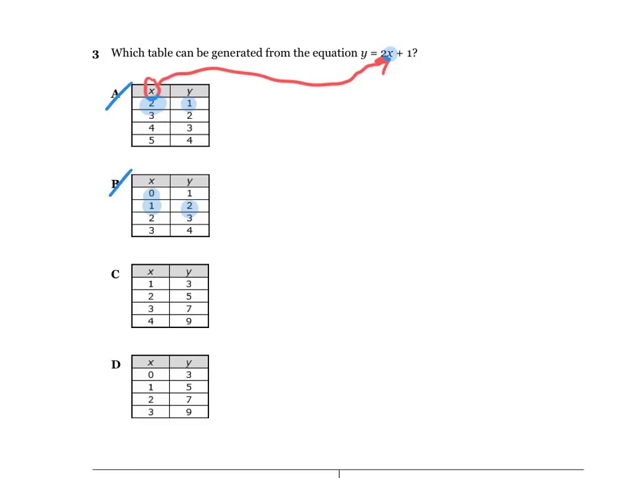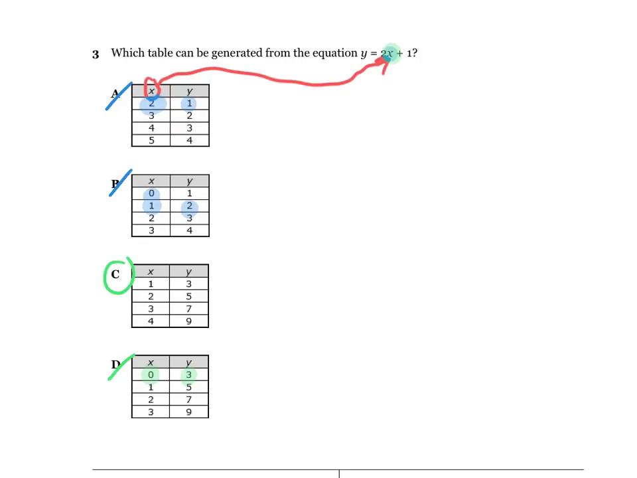I'm going to change colors just a little bit. On C, actually, I'm going to jump to D real quick. If I take 0 here and I plug it back in up here, 2 times 0 is 0, plus 1 would be 1. That doesn't match what we have there, so D is going to be out. So I already know that my answer is going to be C on this one.